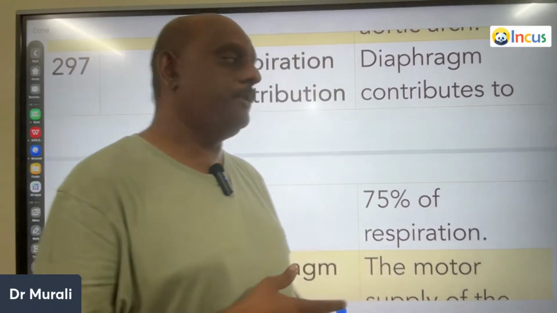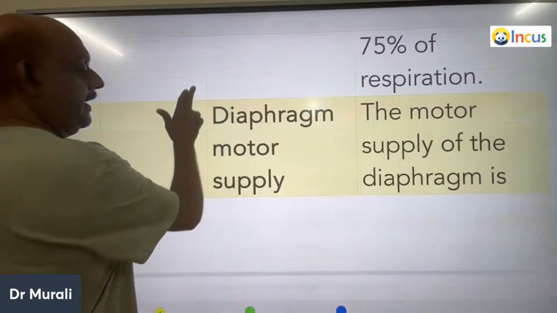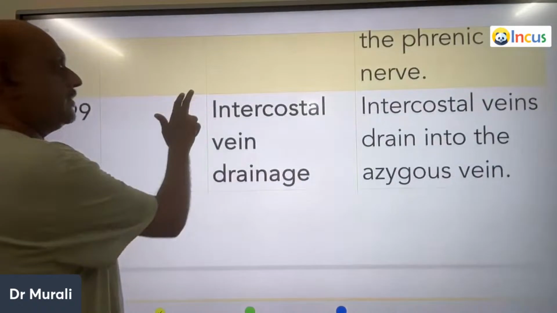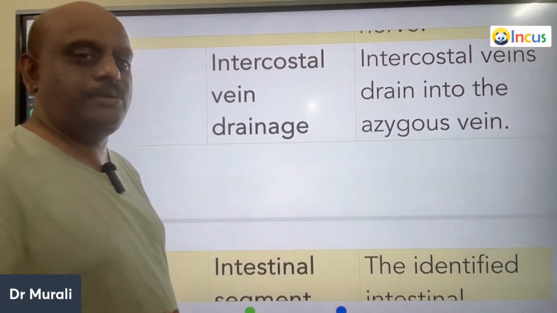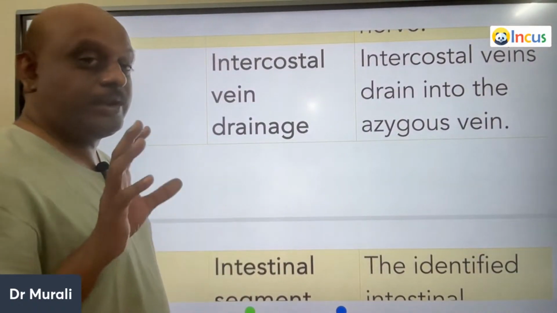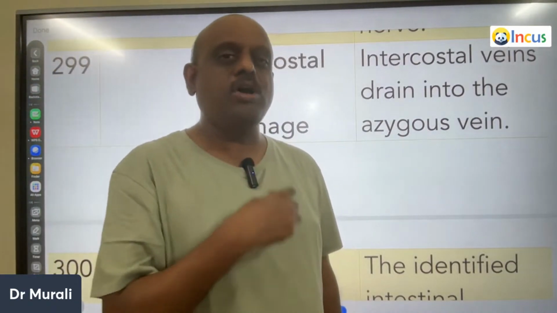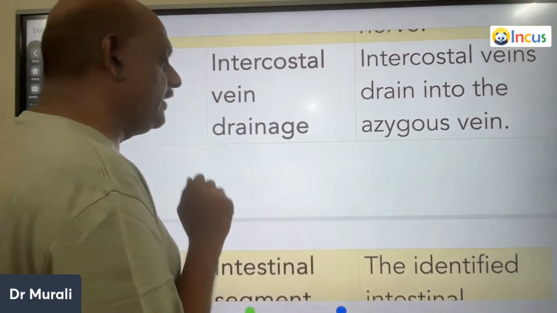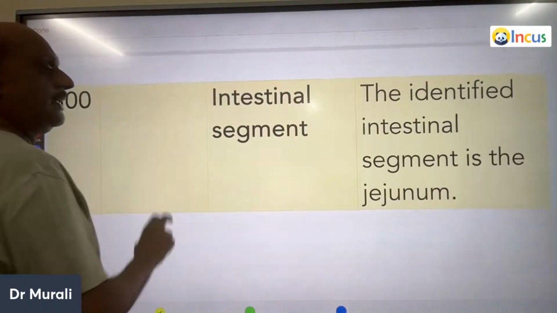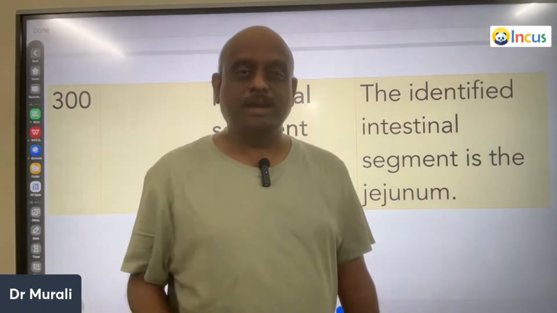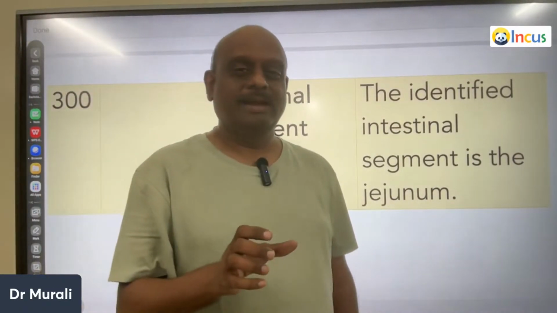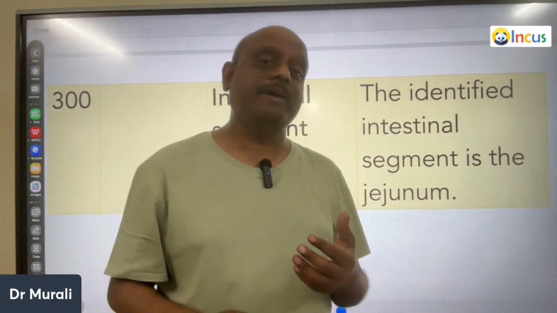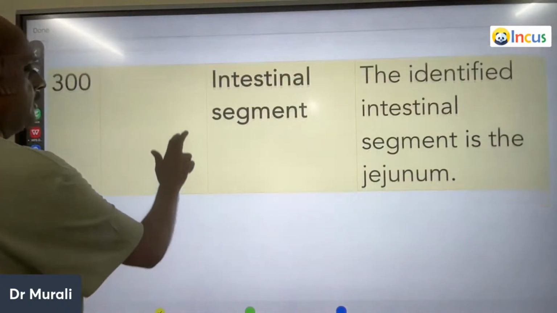Respiration: 75% of respiration is contributed by diaphragmatic activity. And the motor supply of the diaphragm is the phrenic nerve, all of you know. Intercostal veins typically all drain into the azygous vein. Once more, azygous vein typically forms a notch in the mediastinal surface of the lung. Please don't forget, we already discussed that point. They have given duodenum, jejunum, ileum, and jejunum has certain radiological features that make it distinct, and it is given as an image-based question to identify the jejunum is what you should remember.